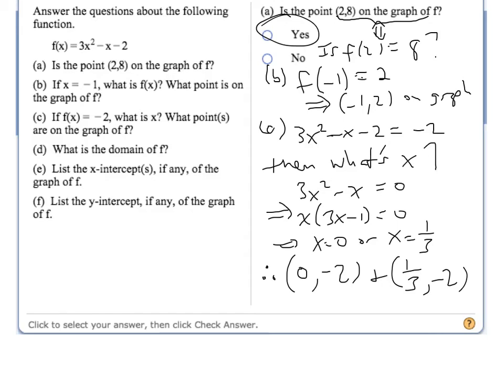So that's a little bit above and beyond what we've done in section 1.1 so far. But hopefully it's not too strange. Hopefully it's something that you remember seeing before at some point in your life.